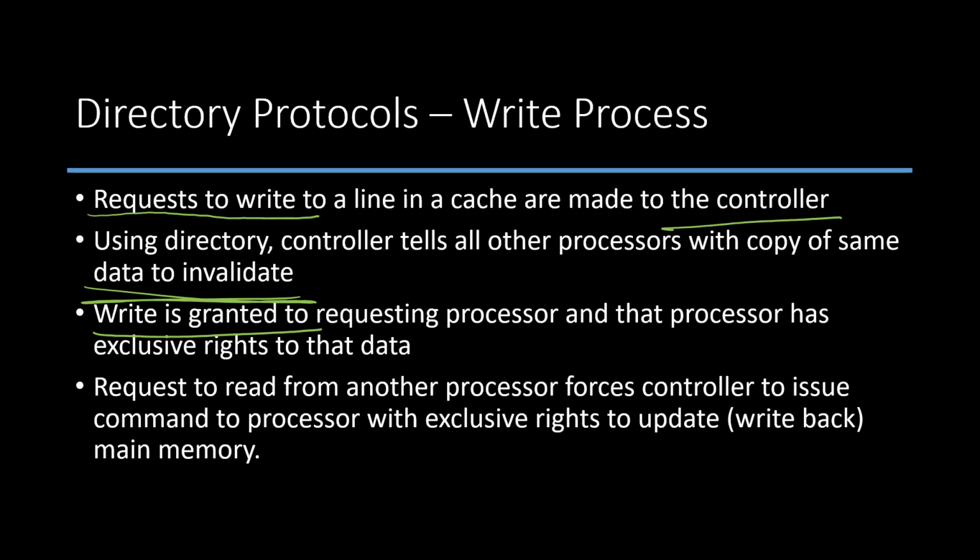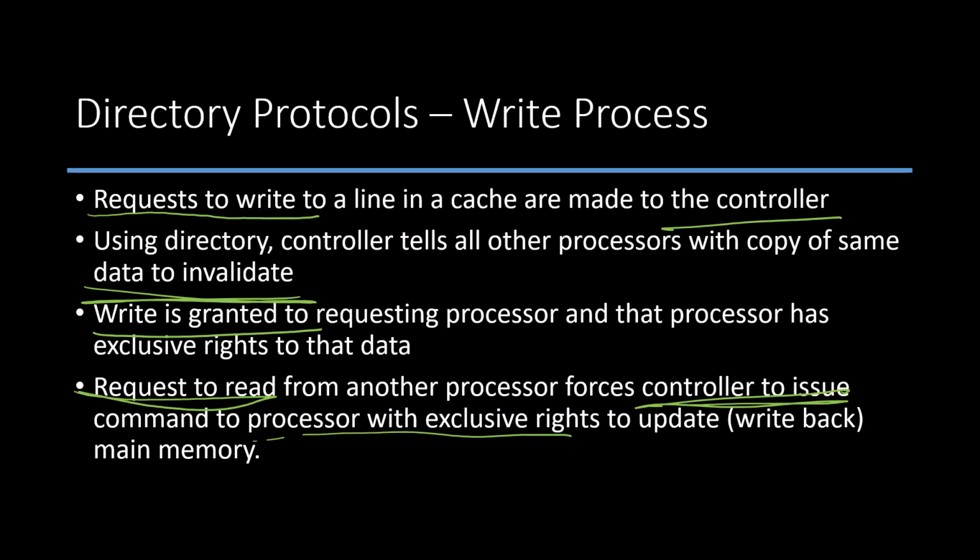The central controller doesn't need to know what value is in there, it just needs to know who has a modified copy. So until another processor requests to read or modify that data, it is solely granted to the first processor, and the first processor has exclusive rights to that data. Once a request from another processor, either to read or to modify that data comes, then the controller will tell the processor with exclusive rights it needs to update. It needs to write back that value to main memory.